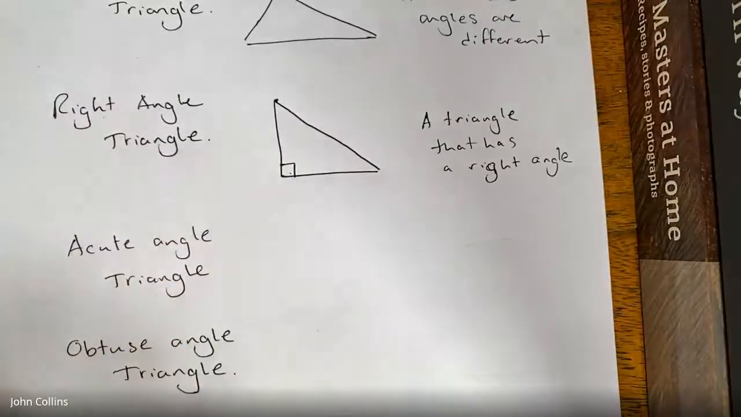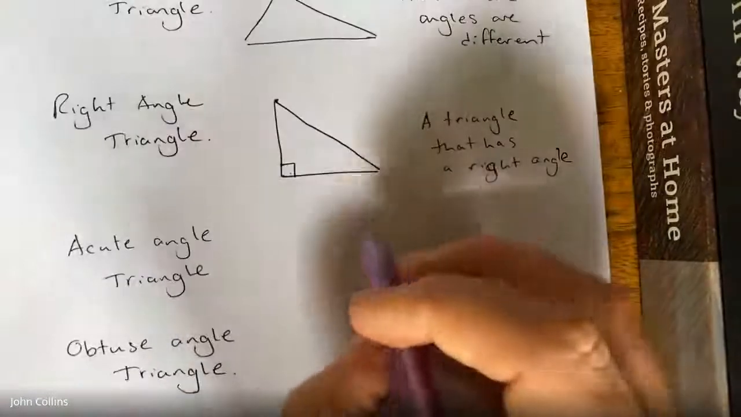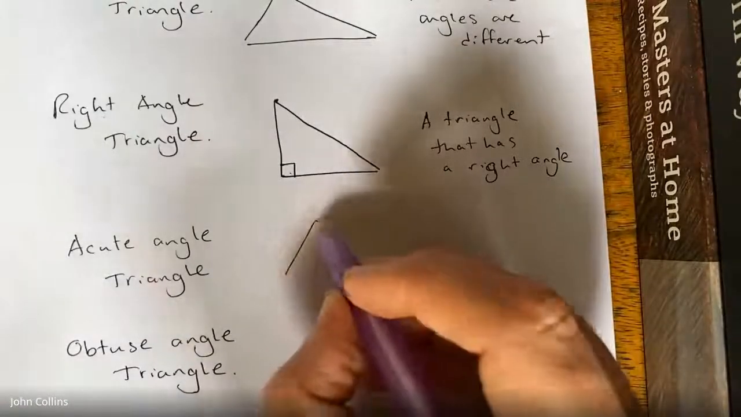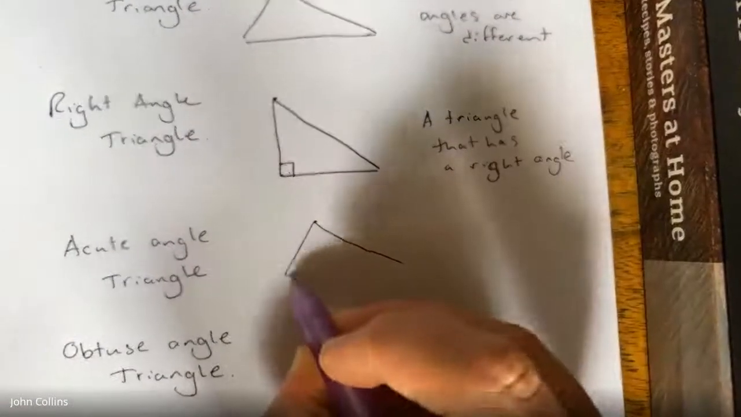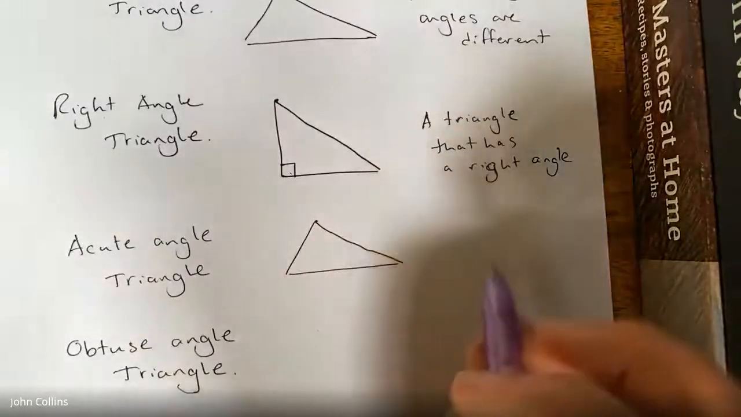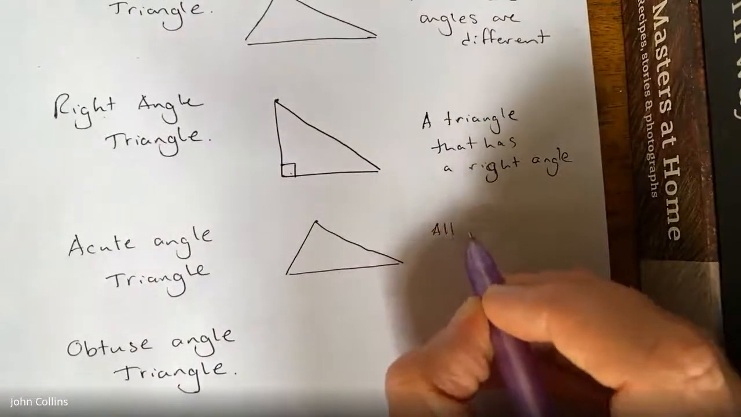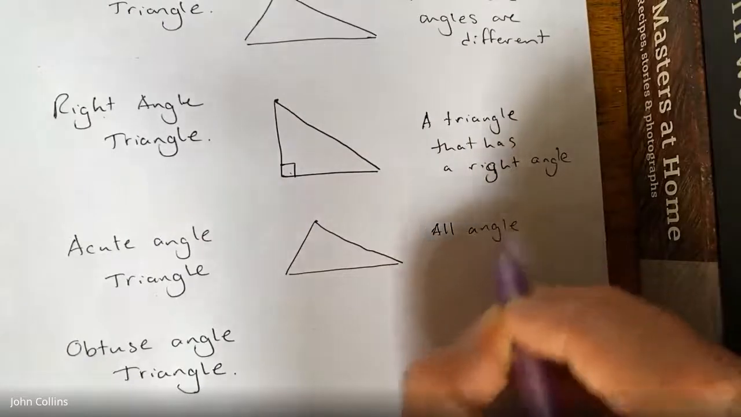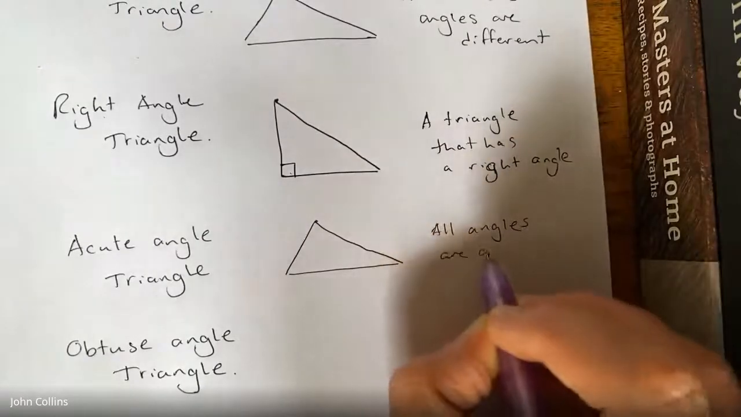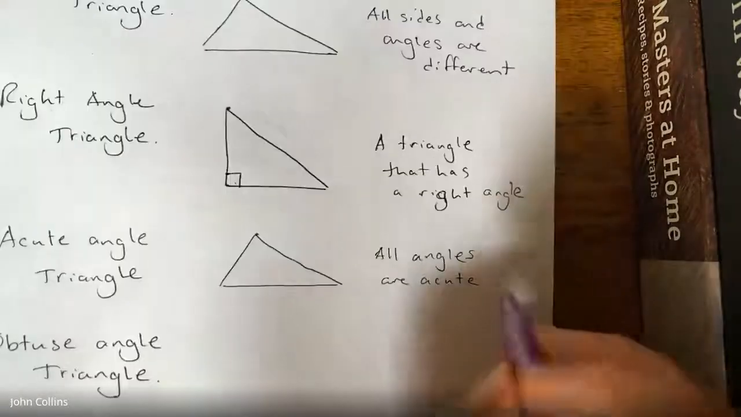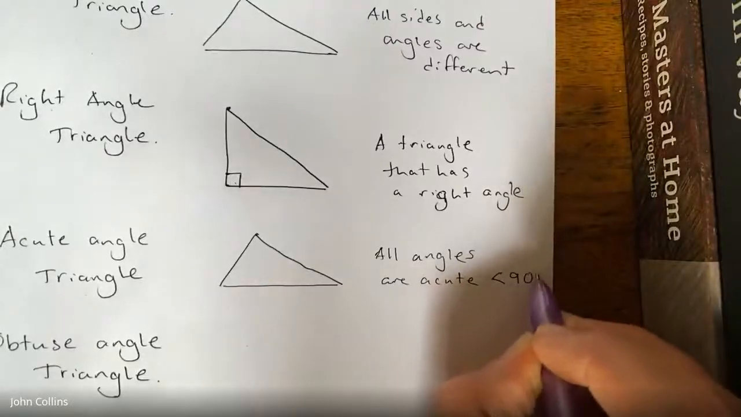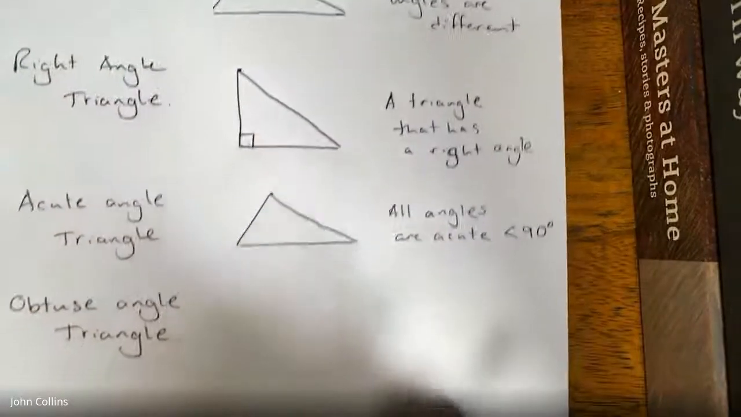Now, the acute angle triangle is when all angles in the triangle are less than 90 degrees. So you can draw it a bit like a scalene. You can see that none of these angles are quite 90 degrees, and all angles are acute, in other words, less than 90 degrees. So we can put in that less than symbol there.